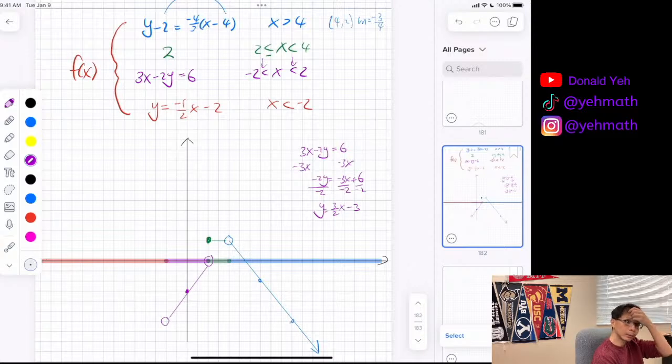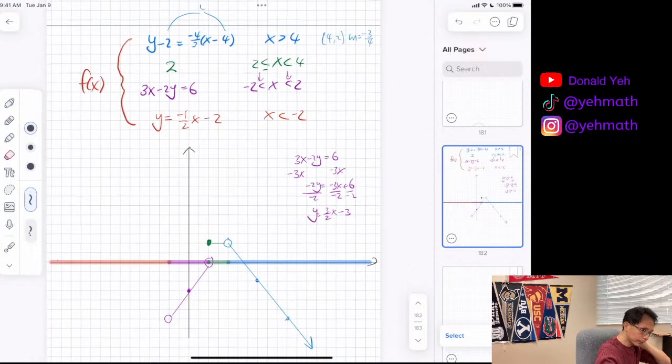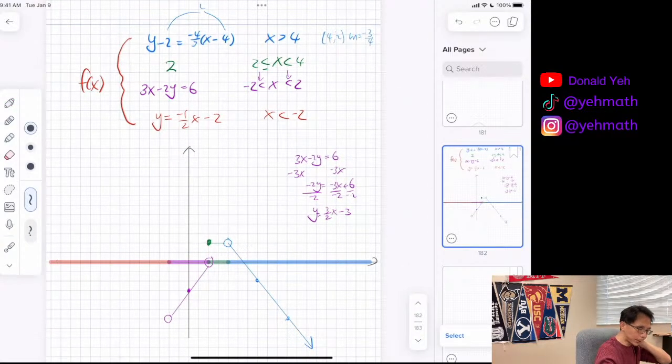Next one: negative 1/2 x minus 2. So I'm going to start here, because the y-intercept is at negative 2. It's going to go down this way, but I'm going to start the graph right here. I'm not going to start the graph right here. So here.